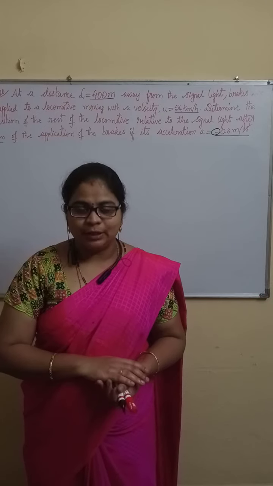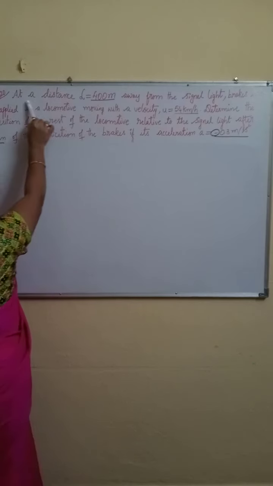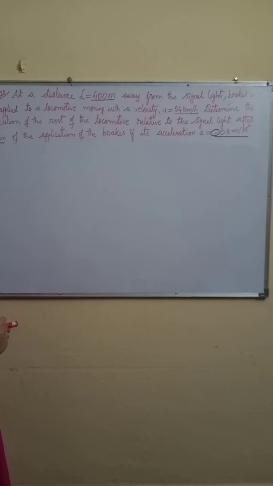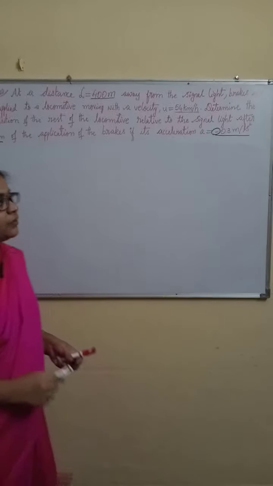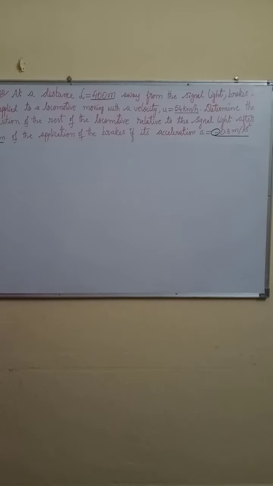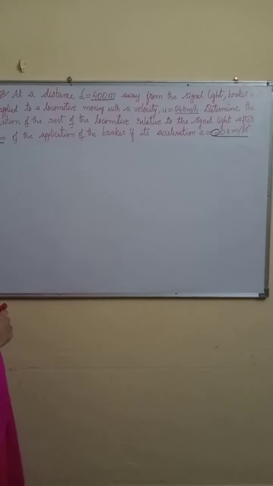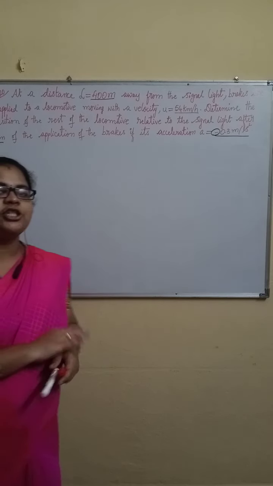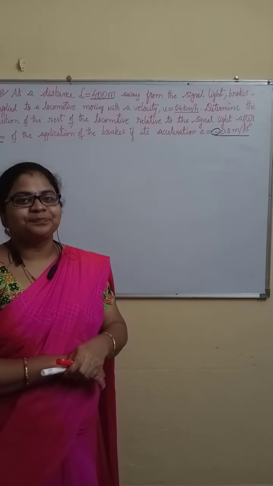We are discussing lesson number 2, which is an important problem. Here, at a distance of 400 meters away from the signal light, brakes are applied to a locomotive moving with a velocity u equal to 54 km per hour. Determine the position of the rest of the locomotive relative to the signal light after 1 minute of the application of the brakes if its acceleration is minus 0.3 meter per second square.